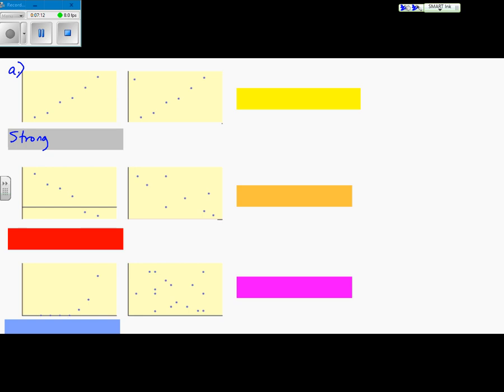Next, I want you to tell me whether the relationship's positive or negative. It's going to be positive if both my X's and my Y's are increasing. Or another way to think of it is this line again that's going up through there. The slope of this line would be positive.